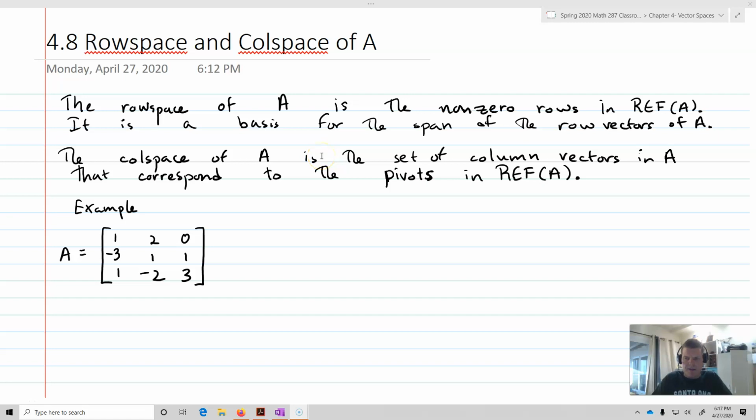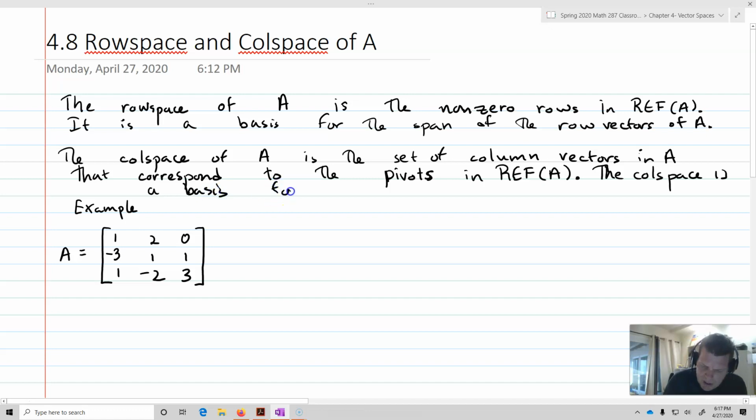So this is a quick hitter talking about the row space and the column space. The row space of A is the non-zero rows in REF of A, and it's a basis for the span of the row vectors of A. Then the column space of A is the set of column vectors in A that correspond to the pivots in REF of A. Okay, and we should say the column space of A is a basis for the span of the column vectors of it.